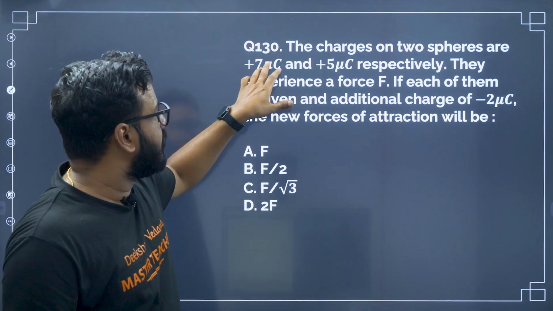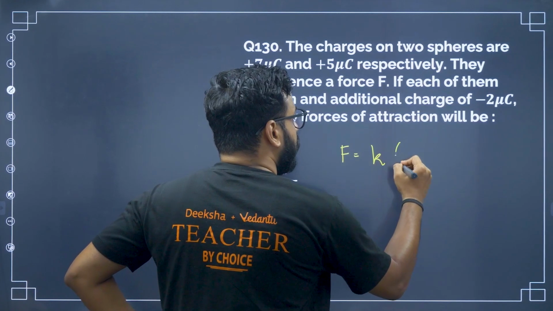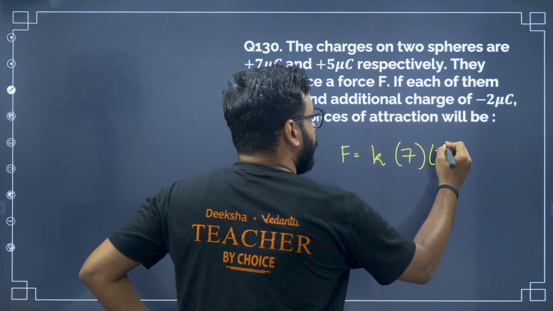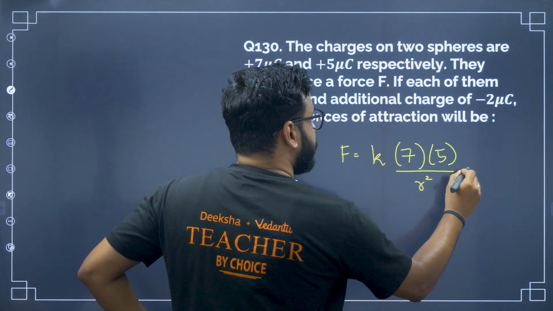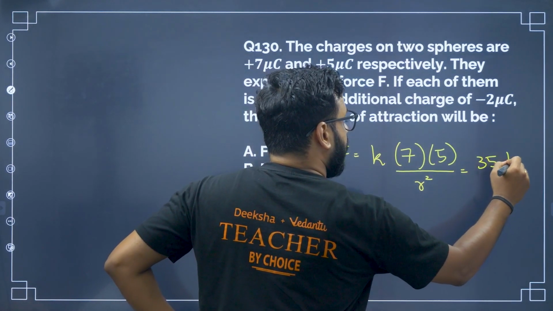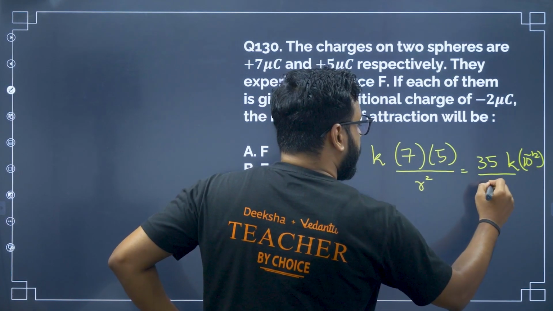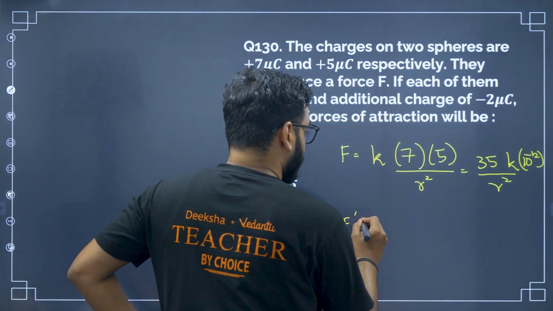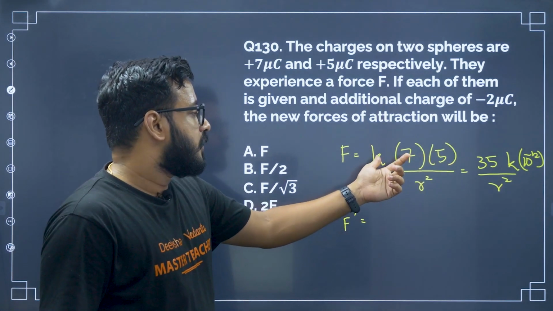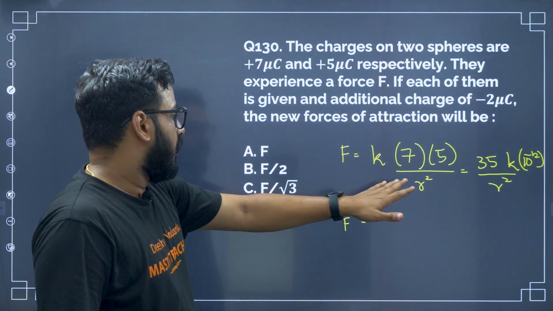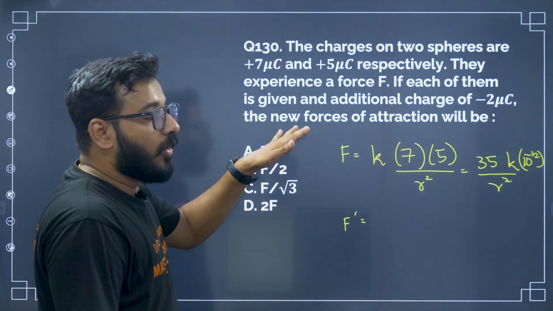If you have done exactly like this, the initial force will be very simple, K into 7 into 5 whole divided by some distance r square. So this is 35 K into 10 to the power minus 12, of course, don't forget that it's micro, into r square. Now the new force when -2 is added to both of them, 7 minus 2 will become 5, 5 minus 2 will be 3, so 5 into 3 is 15. Nothing matches. Actually there is an error in the question according to the given options.